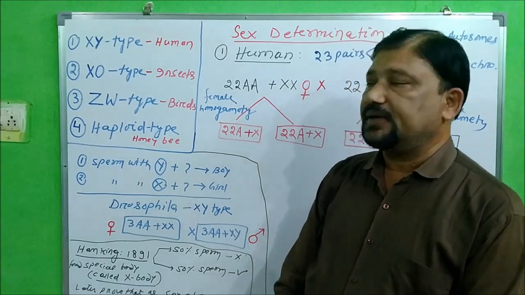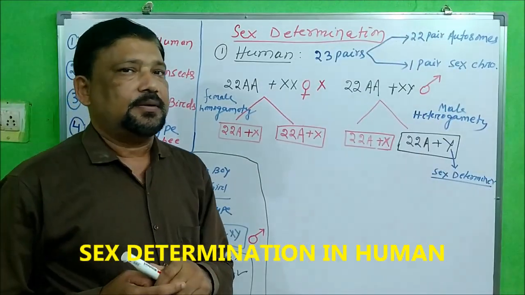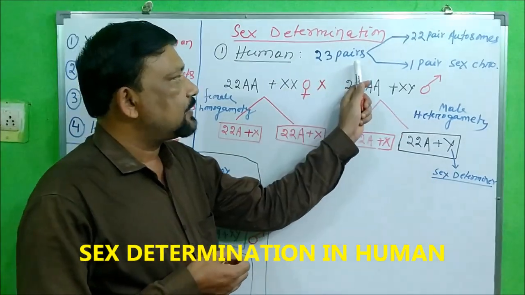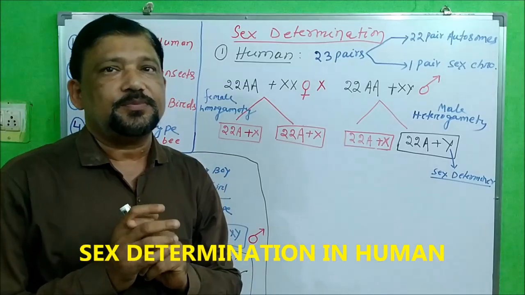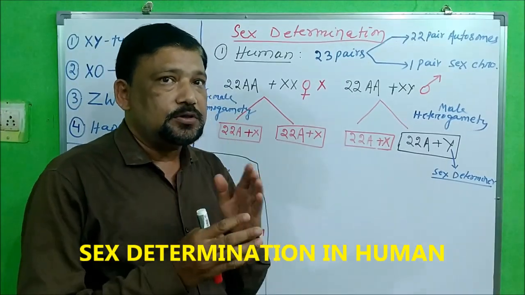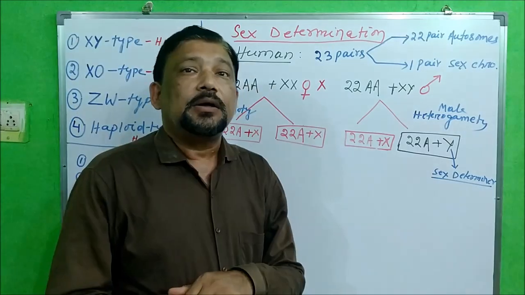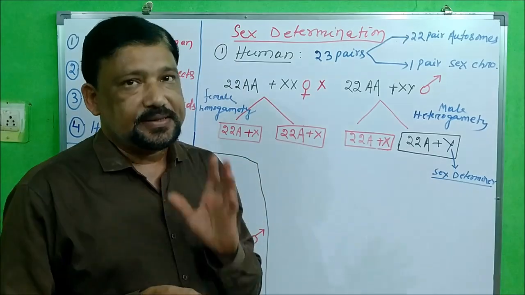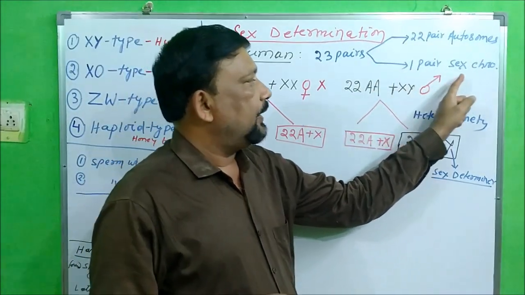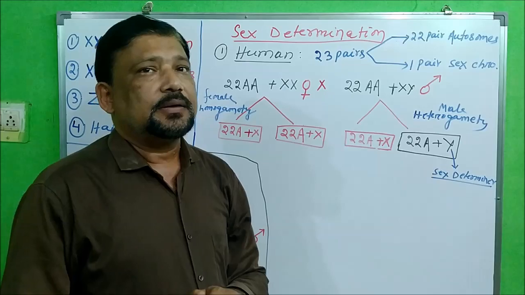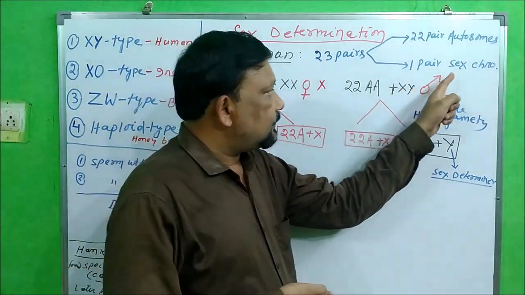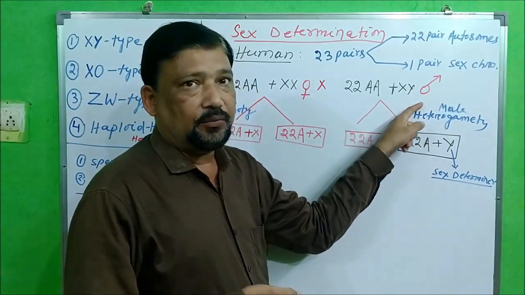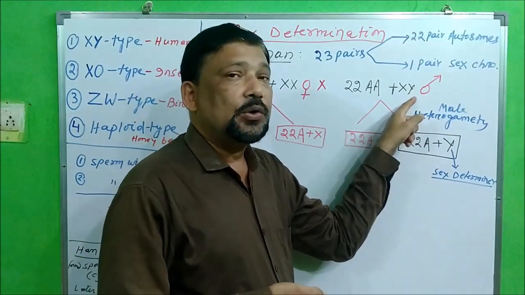First come to sex determination in humans. A human being has 23 pairs of chromosomes. Out of these 23 pairs, 22 pairs are called autosomes. Autosomes means the chromosomes that control the non-sex characters of the body. They don't have any relation with sex. And the remaining one pair is called the sex chromosomes. In the case of male, this sex pair is in the form of X and Y. One chromosome is X, another chromosome is Y.